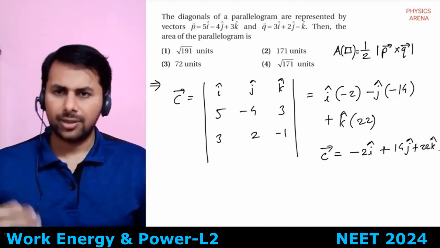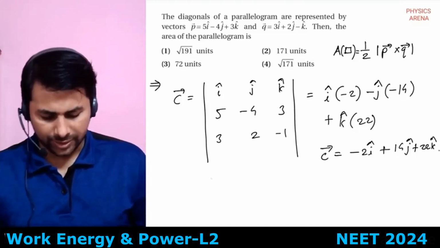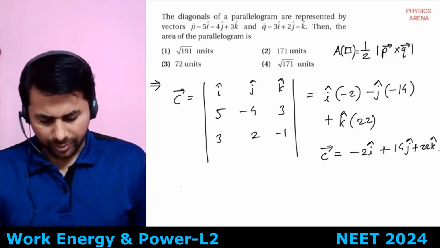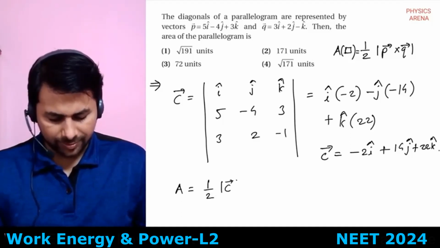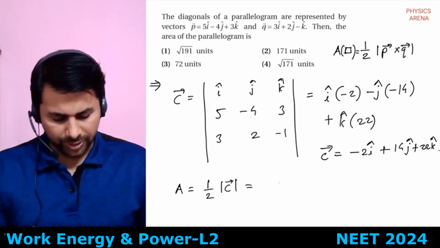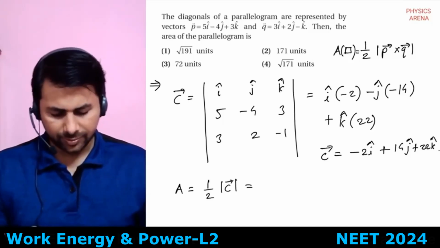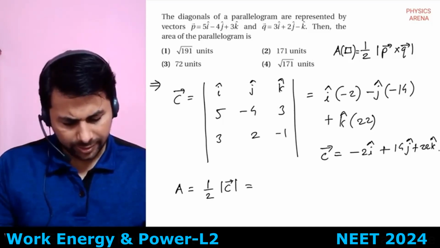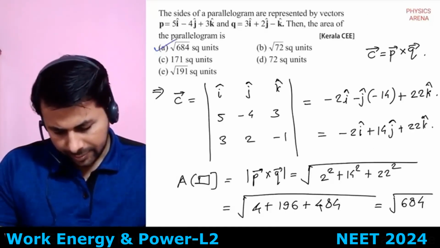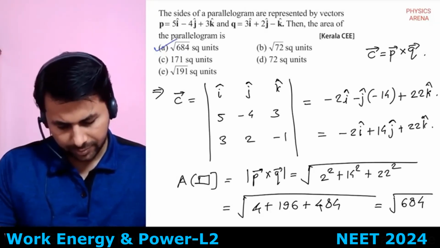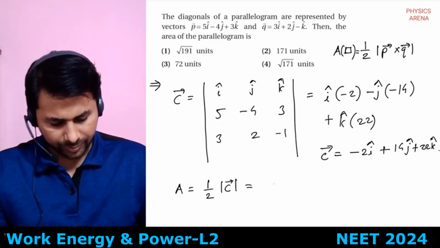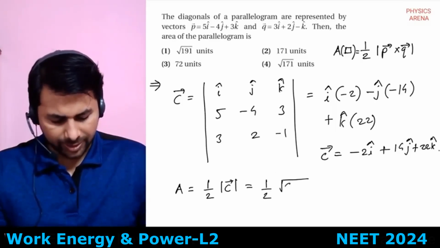So then it is half of the magnitude of P bar plus Q bar. So area is equal to what? Half of the magnitude of C bar. So if this was the same, it's square root of 684. Right? So half of square root of 684.